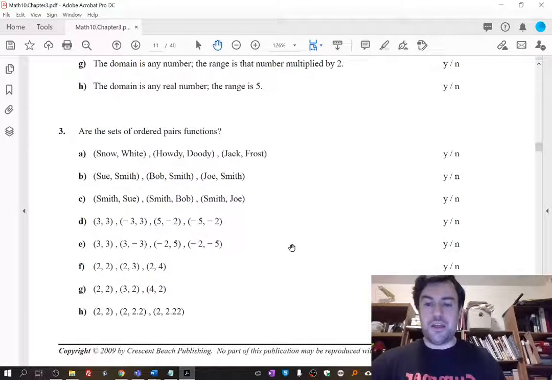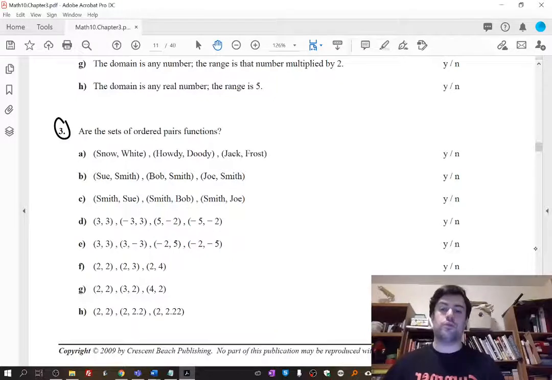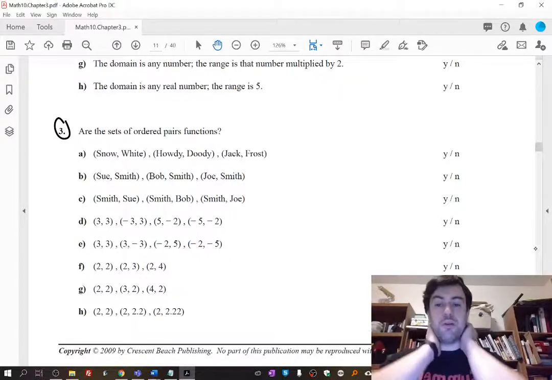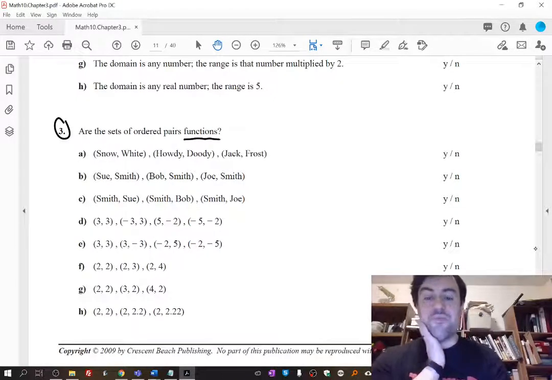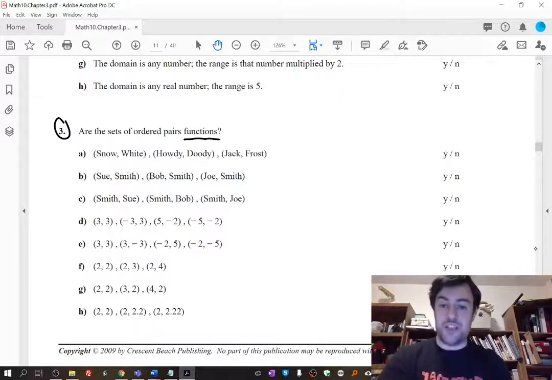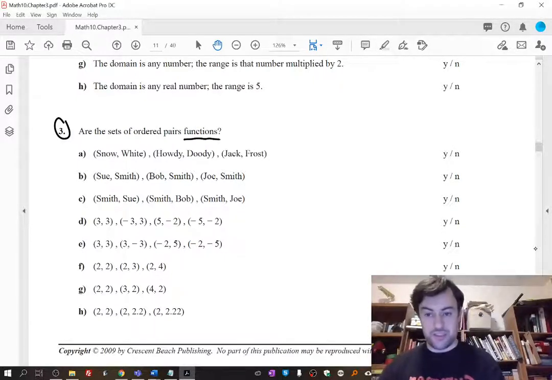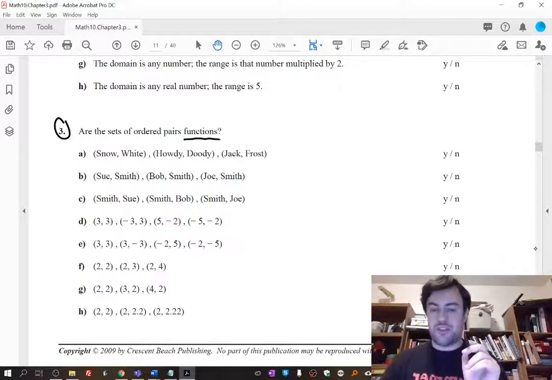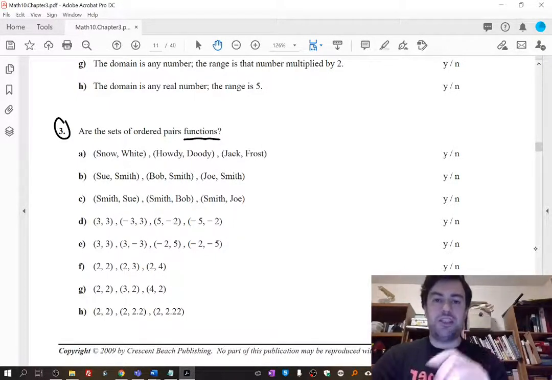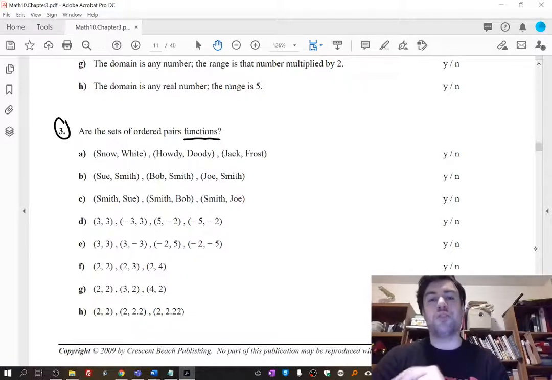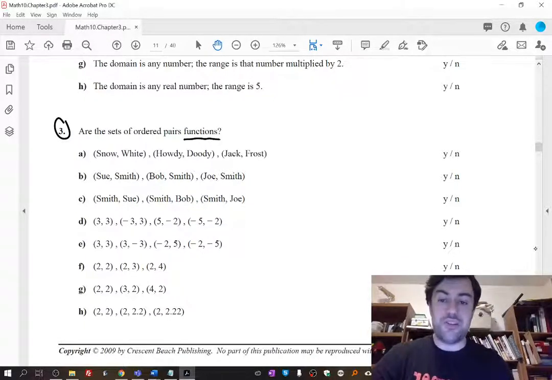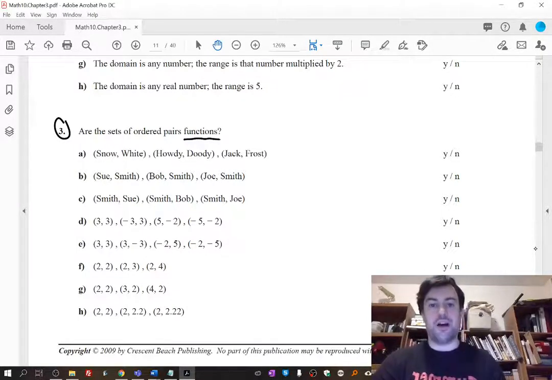Here we go. So here is an interesting question, though. Question 3 is asking, hey, are these sets of ordered pairs functions? So remember, what is a function? A function is a relation, a set of ordered pairs. So these are all sets of ordered pairs, great. But there's a special rule, and that is that each x has to correspond to 1 y. So in these ordered pairs, we better not see a duplicate x value. If we see a duplicate x value, then we know it's not a function. That's the story. So let's take a look.